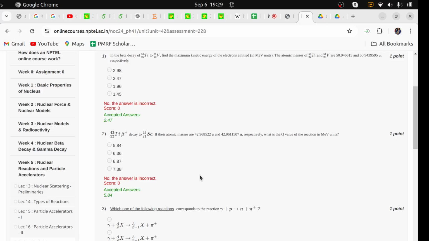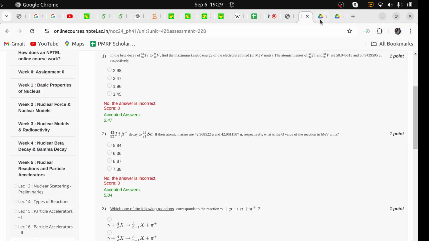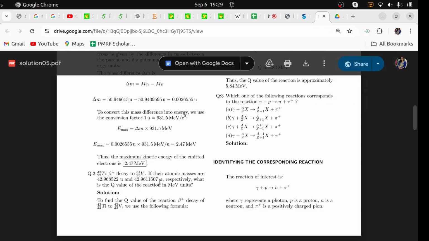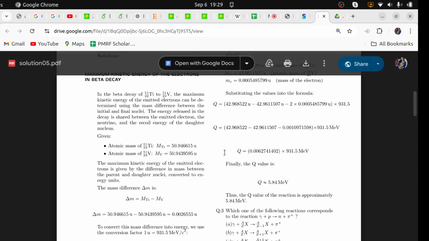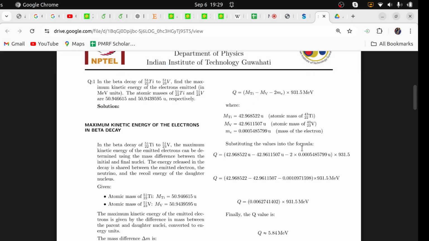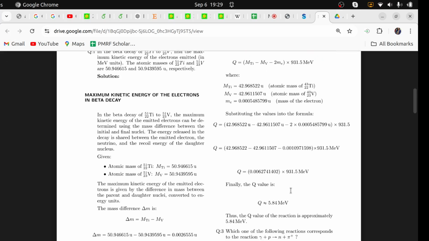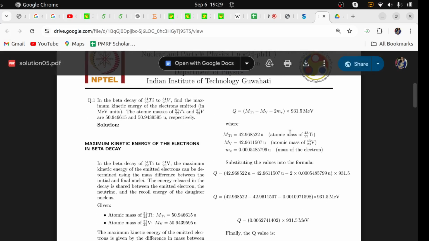Okay. I think I have already explained that. But what is the problem here? After the atomic masses, what is the Q value of the reaction? To find the Q value of beta decay, we use the following formula. What is the formula? This one, right? Substitute the values in. Yeah, this is correct. And finally the Q value is something into 931.5 MeV. Thus the Q value of the reaction is approximately this one. So, where is the doubt?